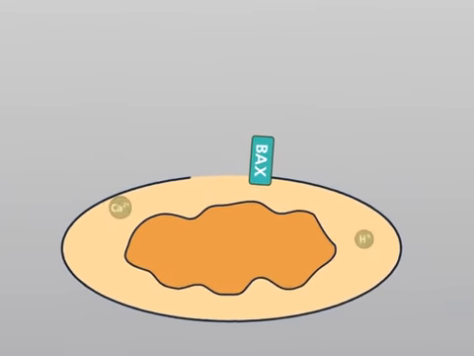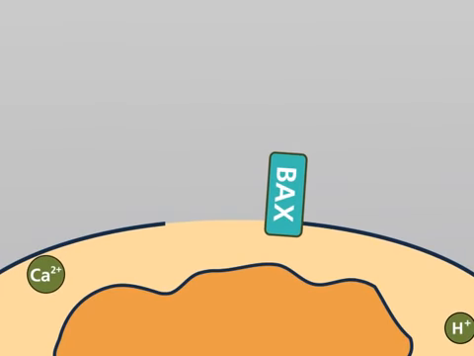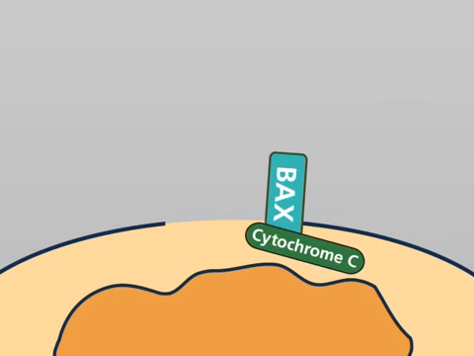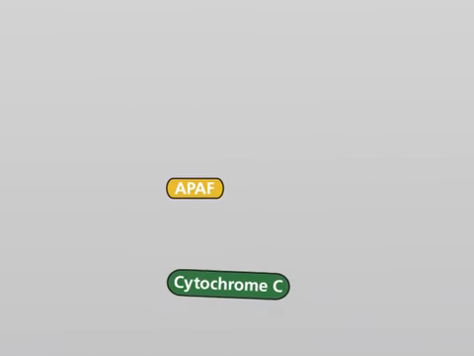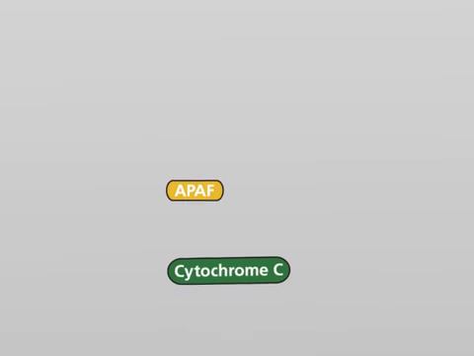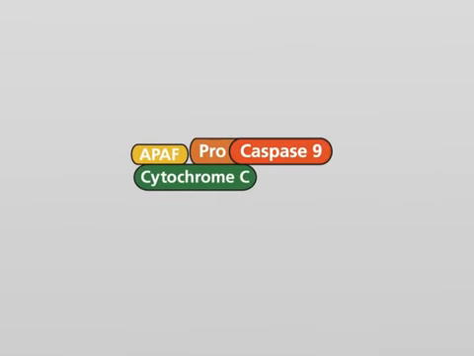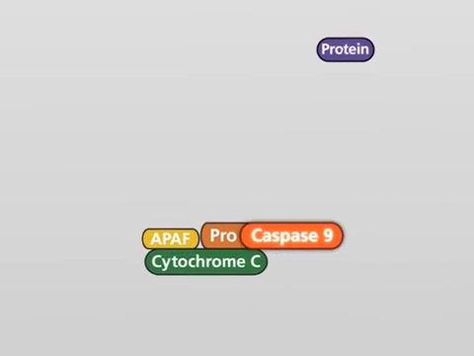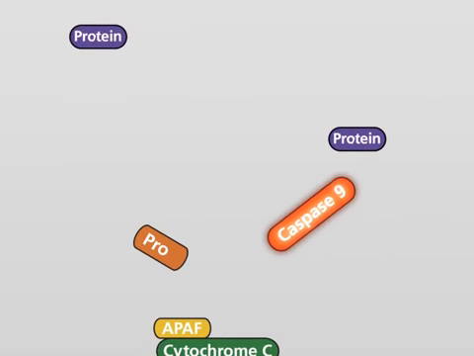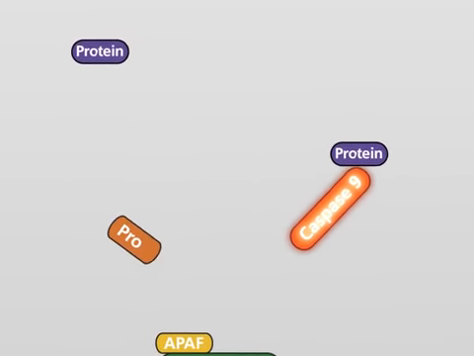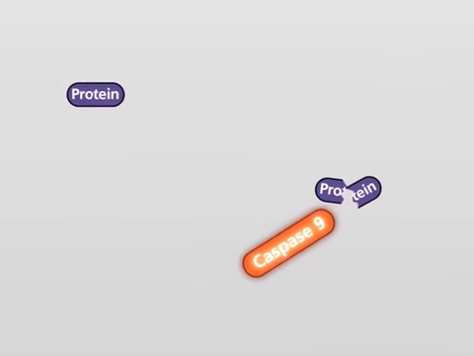Calcium ions, protons, and other molecules which are located in the intermembrane region between the outer and the inner membrane may leak into the cytosol. One of these molecules is the protein cytochrome C. In the cytosol, cytochrome C binds to APAF and may then associate with an inactive form of procaspase 9. As a consequence, the inhibiting domain of the procaspase is hydrolyzed and dissociates from the protease. By this mechanism, caspase 9 becomes active.